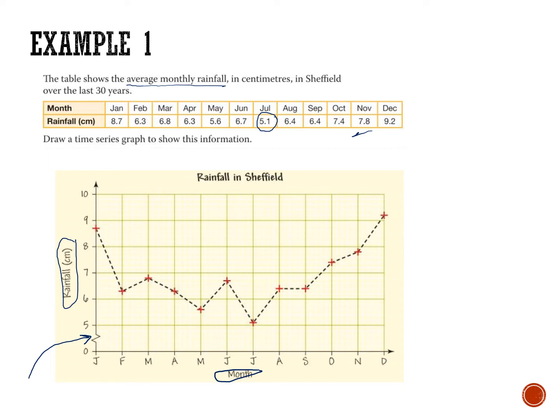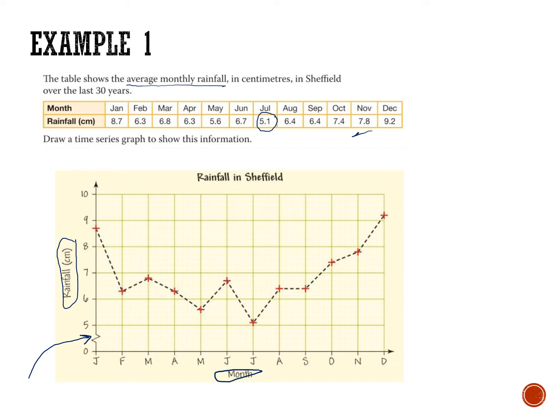So I've plotted my points, so you can see for January 8.7, February 6.3, March 6.8, etc. I plotted them as crosses, which is what you would normally do, and then I've joined them together. Please use pencil and ruler, join them together with some straight lines, and you can see that it shows the variation quite nicely as to what's happening with the average rainfall throughout the year.